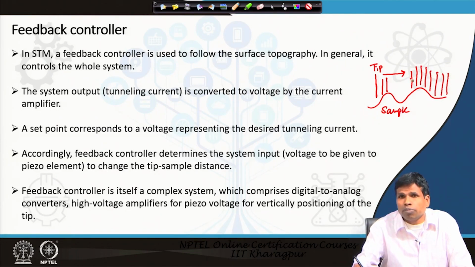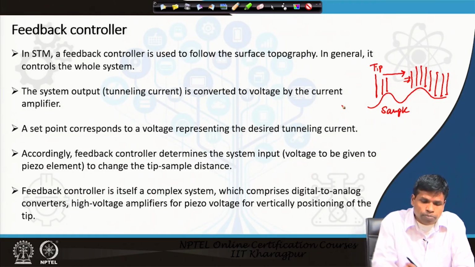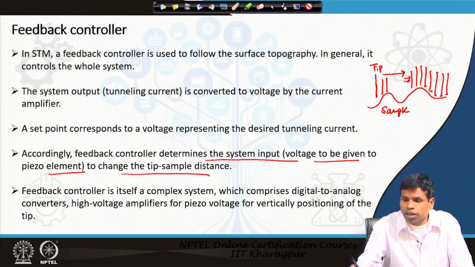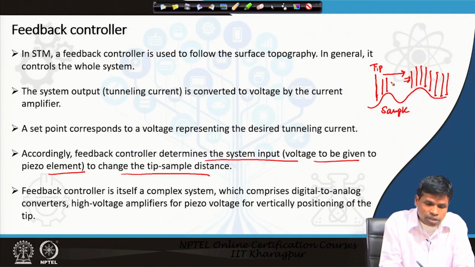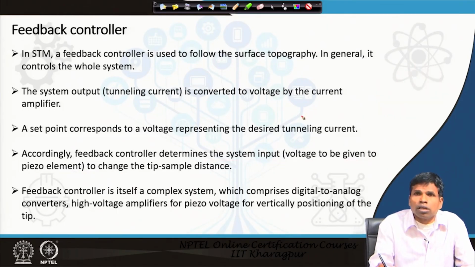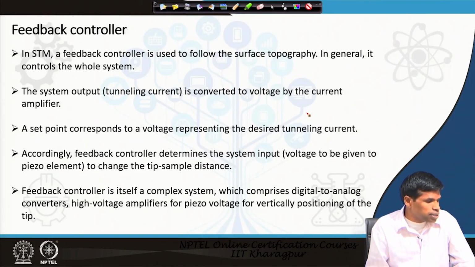Accordingly, if I set 1 nanoampere current to be measured, my voltage to the piezoelectric scanner should be changed automatically, so that the piezoelectric scanner will move the tip upward or downwards to see a current of 1 nanoampere. So, this is what it does. The feedback controller determines the system input voltage given to the piezo element to change the tip sample distance. Accordingly, the tip sample distance changes to measure a constant current, that is what we want to measure. And the feedback controller is itself a very complex system, which comprises digital to analog converters and also a high voltage amplifier for the piezo voltage and vertically positioning the tip position. So, it overall controls the whole electronics and it should be highly precise.